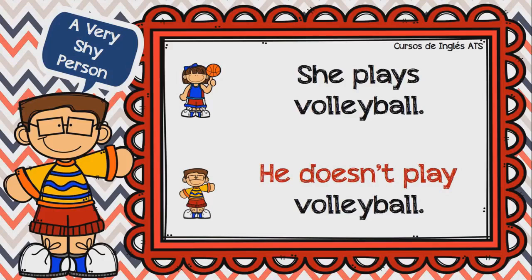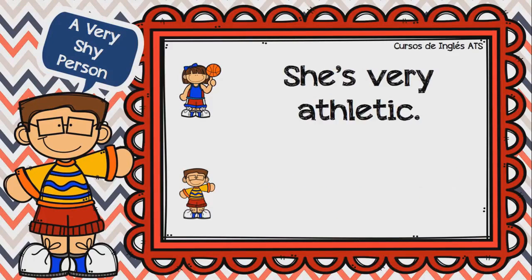He doesn't play volleyball. Good job. She's very athletic. Okay, tell me, is this the simple present or the verb to be? Are you sure? Yes, this is the verb to be. Este es el verbo to be, the verb to be.